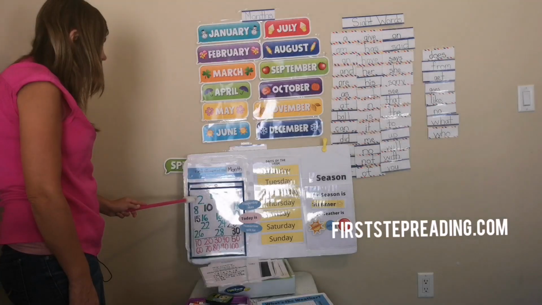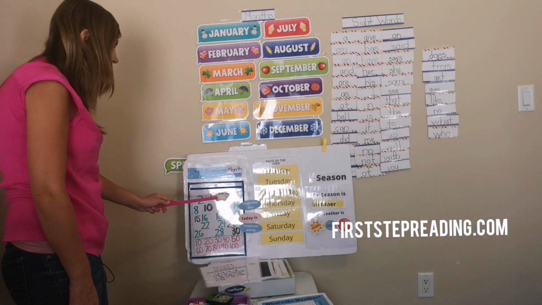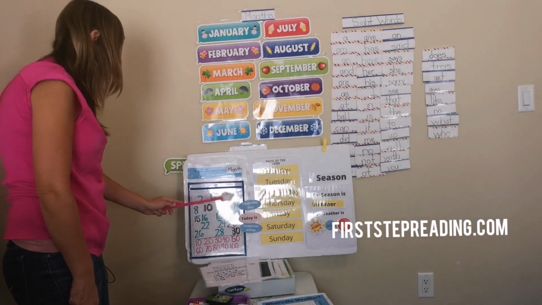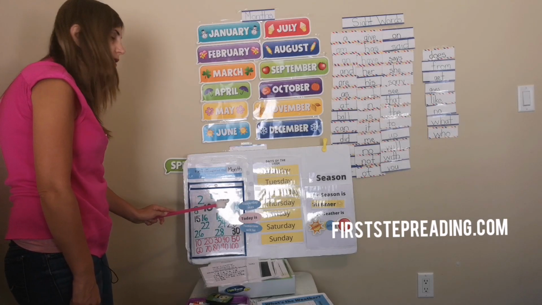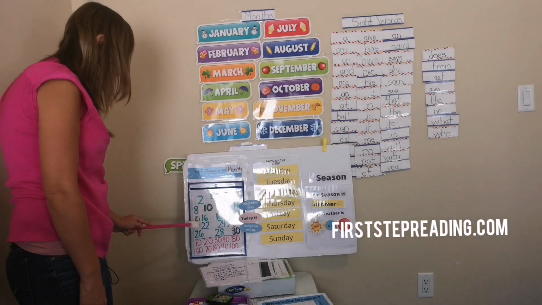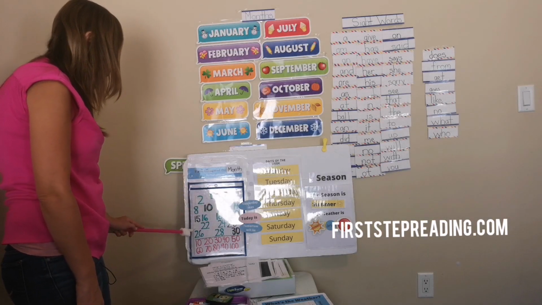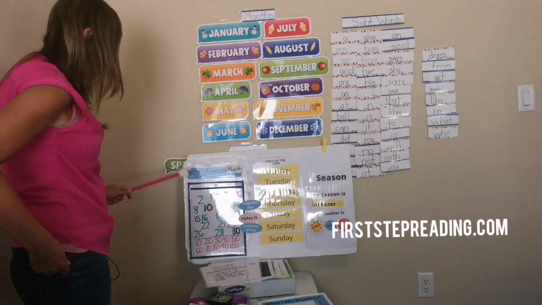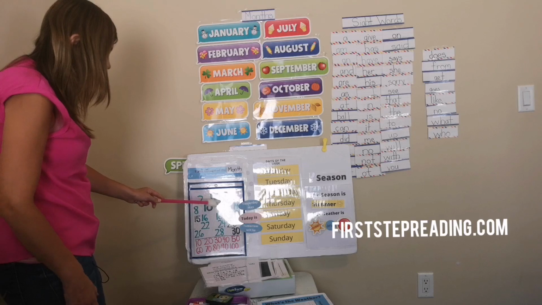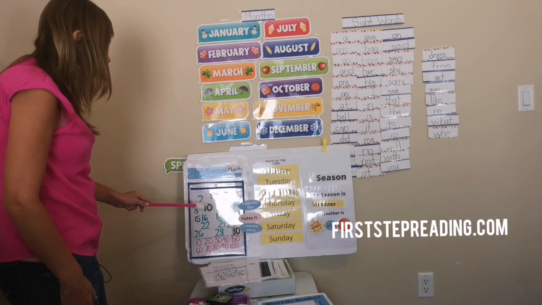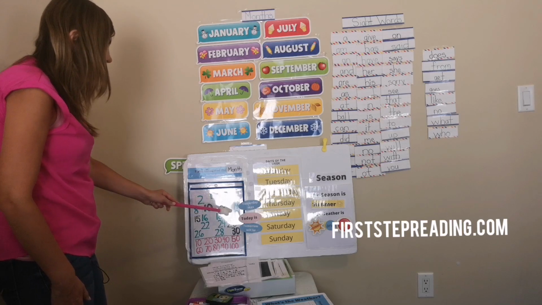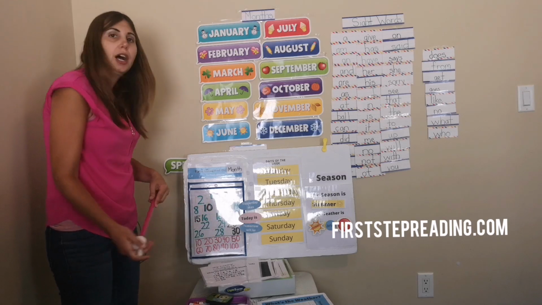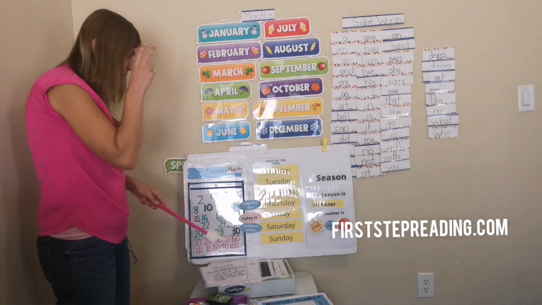Ready? 2, 4, 6, 8, 10, 12, 14, 16, 18, 20, 22, 24, 26, 28, 30. Amazing. Now can you do the fives with me? 5, 10, 15, 20, 25, 30. Great job. Now we're going to do the tens and we'll do it 2 times.